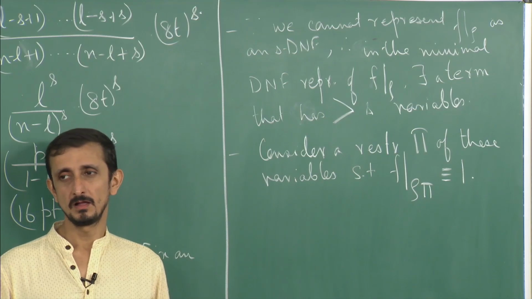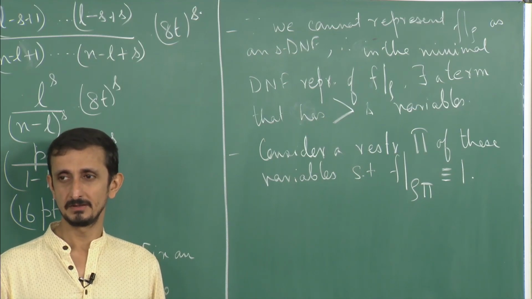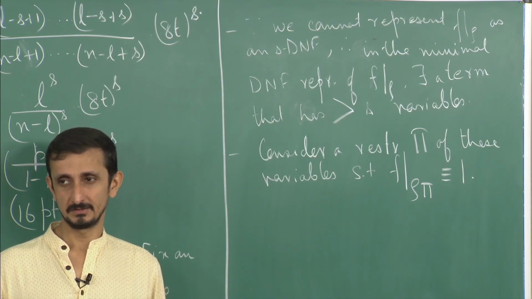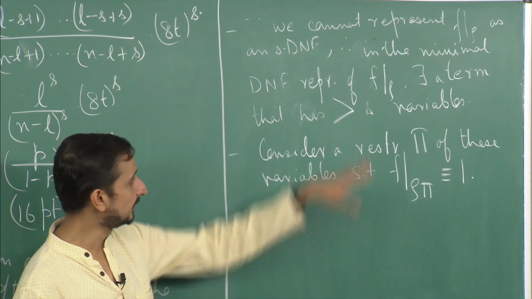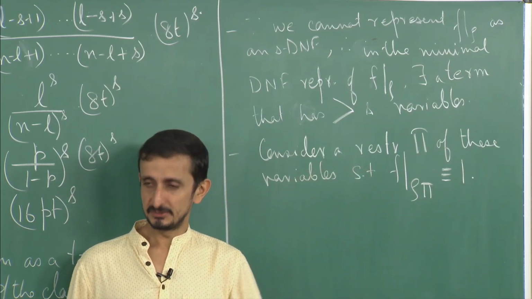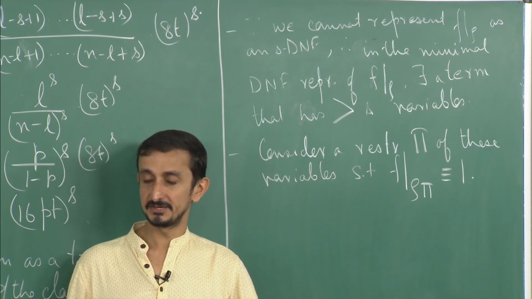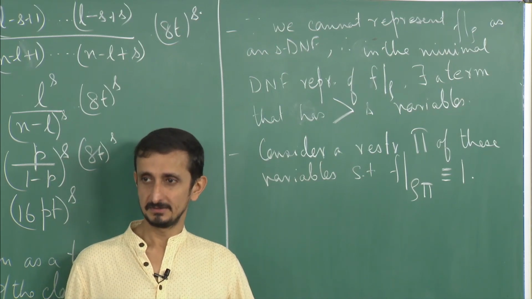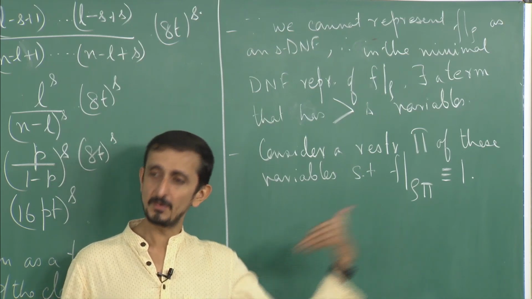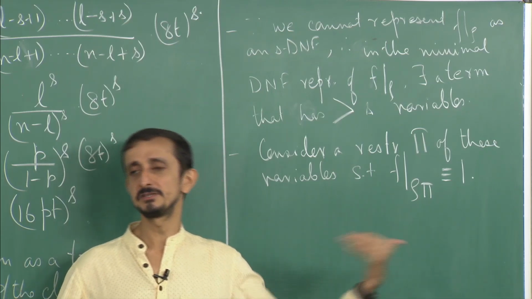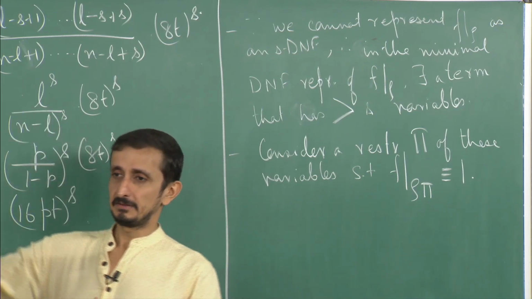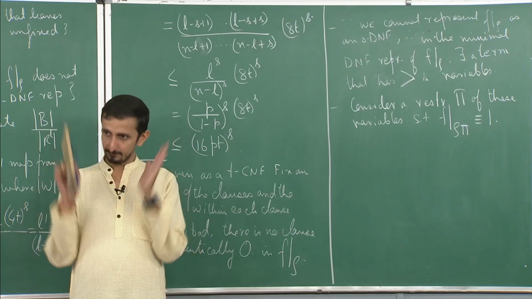All of those variables are unfixed, because in f restricted to rho, all of those variables are unfixed. That is how we chose this. We considered f restricted to rho. It does not have a S-DNF representation, which means there is a term in the minimal DNF representation whose size is greater than s. So all those variables are unfixed in that term. Now I am fixing those variables using pi in that one term. Of course, it will be fixing the corresponding variables in the other terms as well, but I am focusing on that one term.